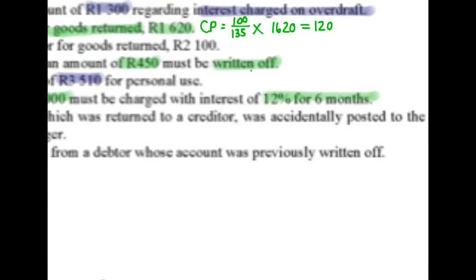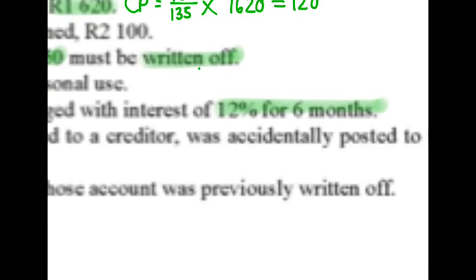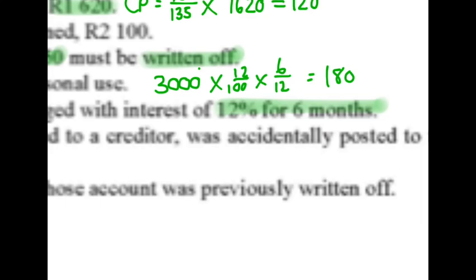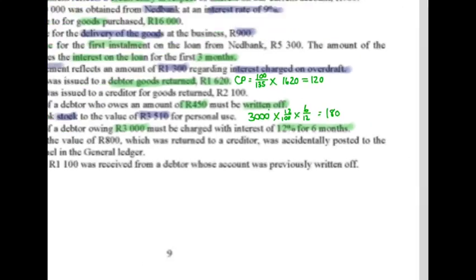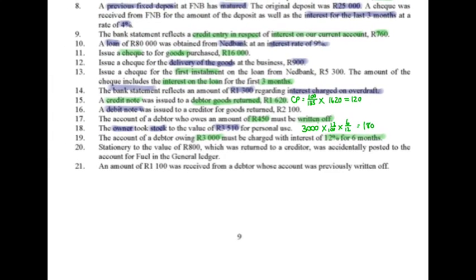Number 19. The account of a debtor owing 3,000 must be charged with interest 12% for 6 months. So let's go and calculate that interest. So if it's 3,000 times 12% times 6 over 12 gives you 180 Rand interest to be charged onto that debtor's account.